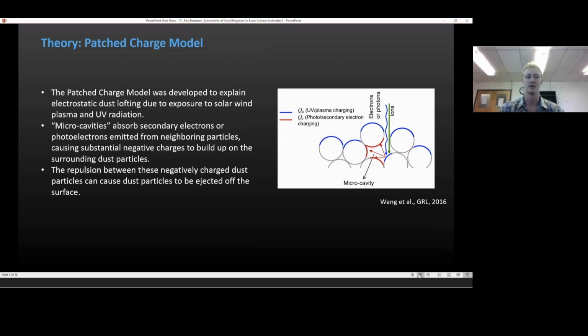Our experiments are based on something developed by Dr. Wang several years ago, called the patch charge model. It is based on the idea that there are small microcavities between individual dust particles, and those microcavities absorb secondary electrons or photoelectrons emitted from the neighboring particles. Once they absorb enough electrons, that gives a large buildup of negative charge, which eventually causes the dust particles to jump away from each other. It's that theory our experiments are based on to try to remove dust from surfaces. Could we go to the next slide, please?